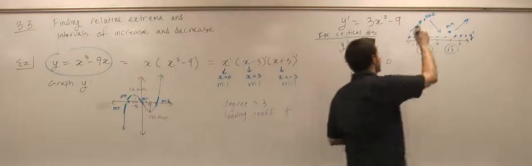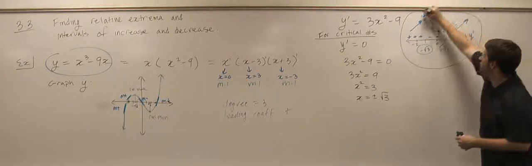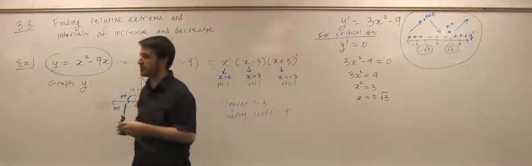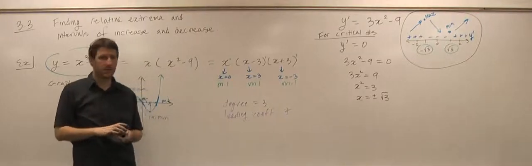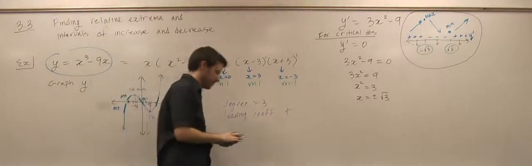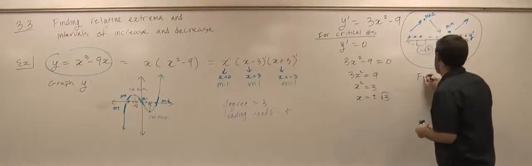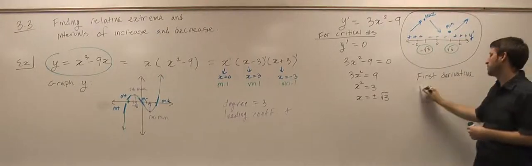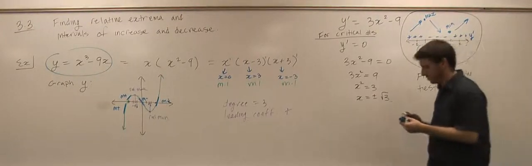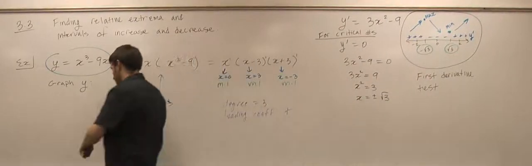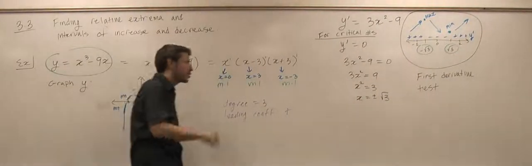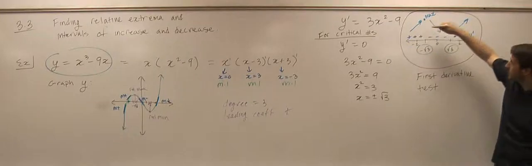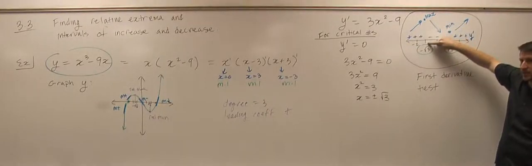So understanding and drawing this chart and then using it to find your maxes and mins and your increasing and decreasing is the point of this section. All we do in this section. This is what's called the first derivative test. The critical numbers of a function tell you where the possible relative max and relative mins are.